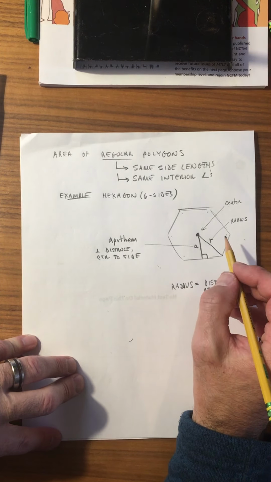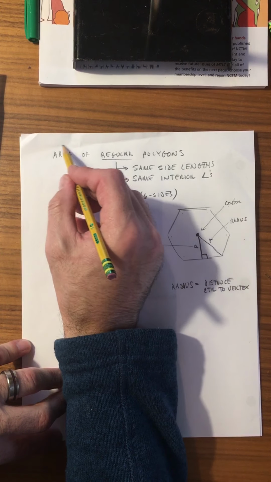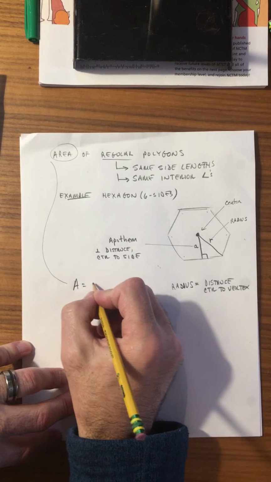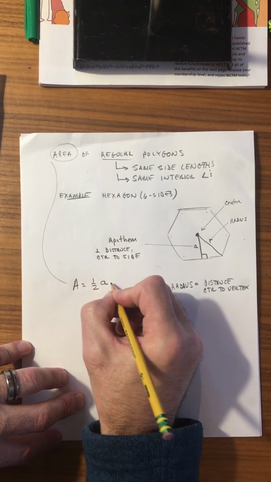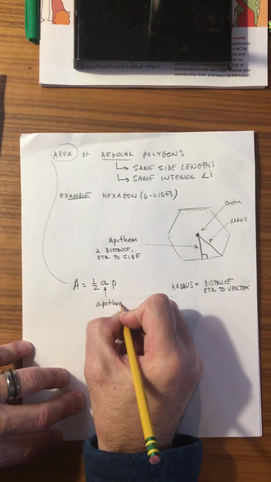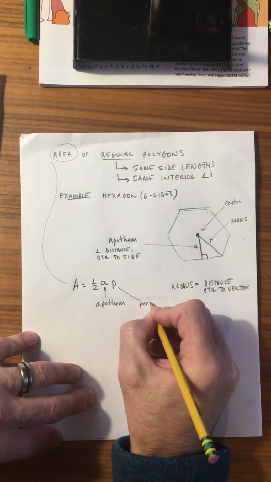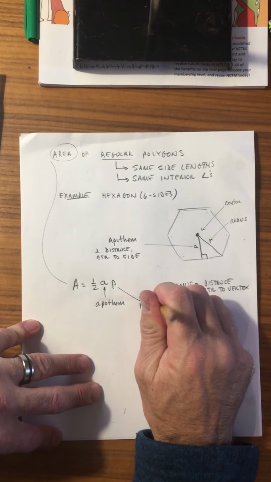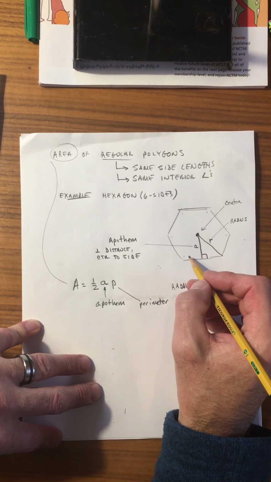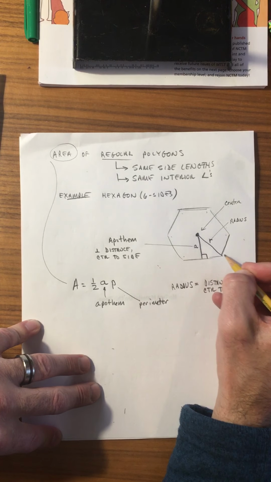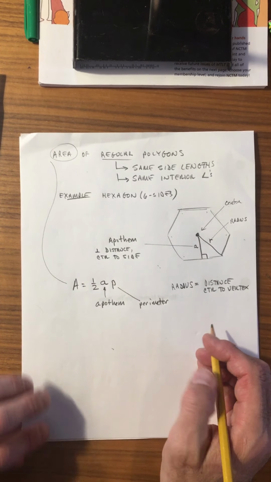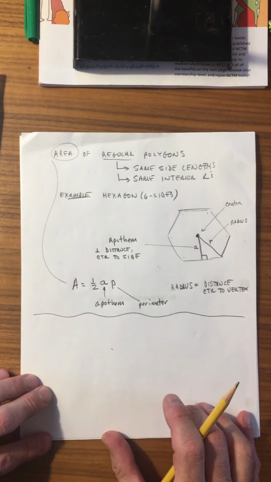So if you know these definitions, then we can calculate the area of a regular polygon as 1/2 AP, where A is the apothem and P is the perimeter. And perimeter is the distance around the outside. So if this were a side length, you would take that side length times the number of sides to get the distance around. Okay, let's do an example.